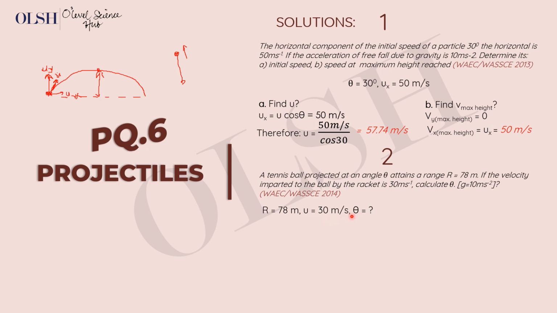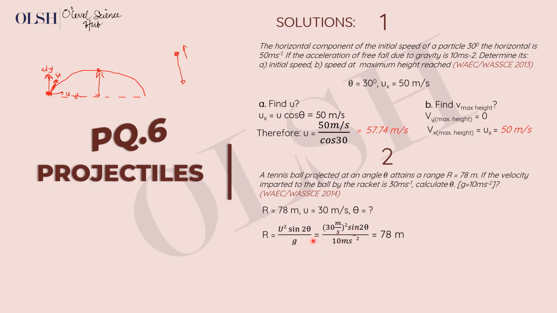So this is a straightforward one. We could just use the formula which was given during the class to solve. We have a formula for range, which is u squared sine 2 theta all over g. So if we bring in our parameters given here, u is 30 meters per second, so we have 30 meters per second squared times sine 2 theta, and we're dividing this by gravity, which is 10 meters per second squared.